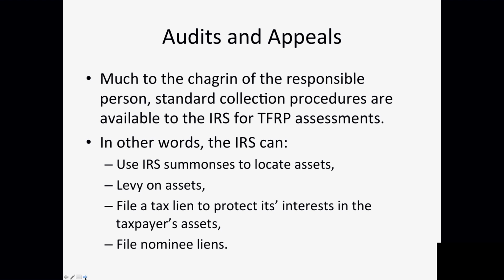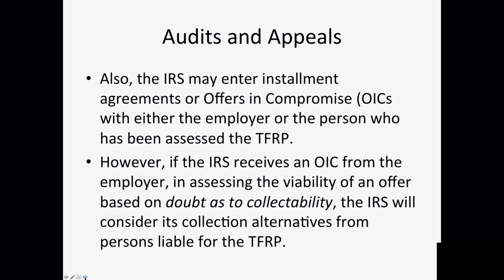So standard collection procedures are available to the IRS for these trust fund recovery penalty assessments, and that means that the IRS can make use of any one of the collection tools that it traditionally makes use of. That includes summonses, levy on assets, filing of tax liens to protect its interest in the taxpayer's assets, filing of nominee liens. Also, the IRS may enter installment agreements or offers in compromise with the employer or the person who has been assessed the penalty, the responsible person.